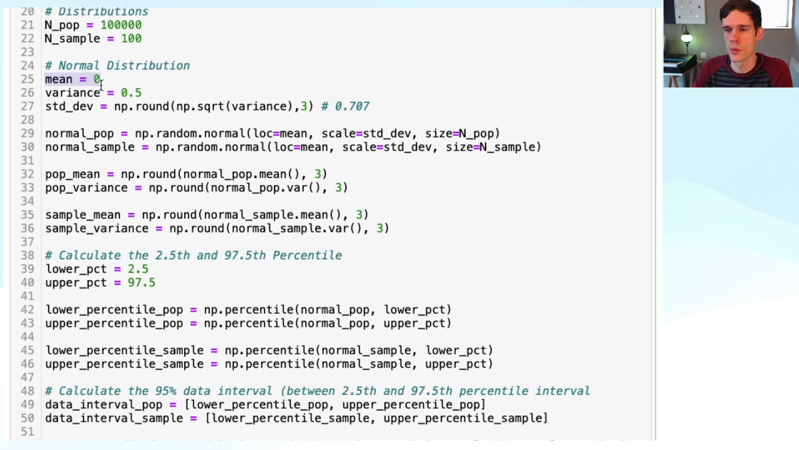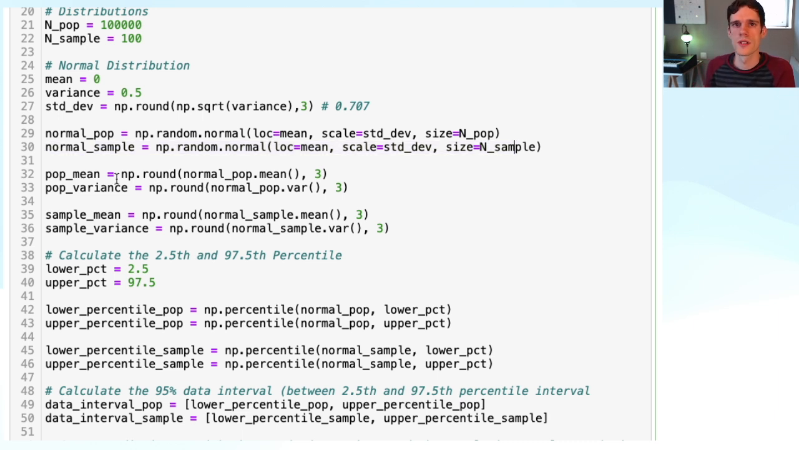Then we will define the theoretical values from which we will generate the normal populations. We have the mean being 0, the variance being 0.5, and the standard deviation being the square root of the variance, which we then round up to 3 decimals, and this will become 0.707. Then we generate our population. The normal population is np.random.normal, location being the mean, scale being the standard deviation, and a size of 100,000 points. The same can be done for the normal sample.